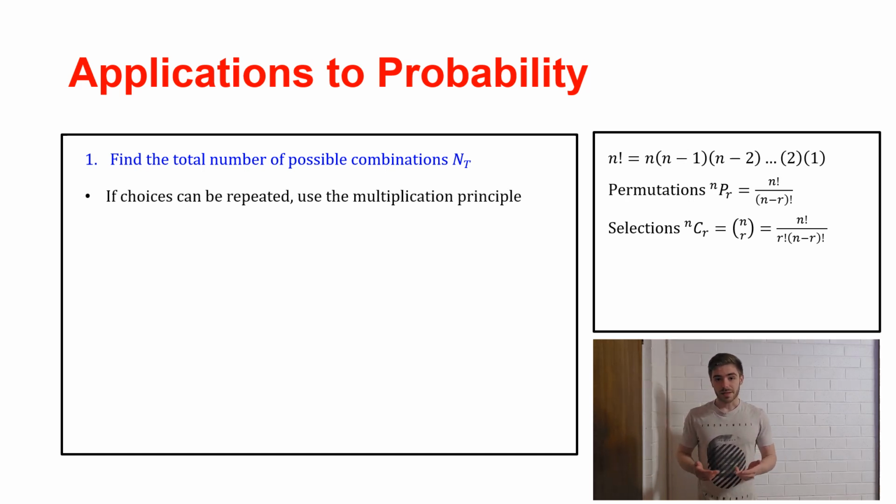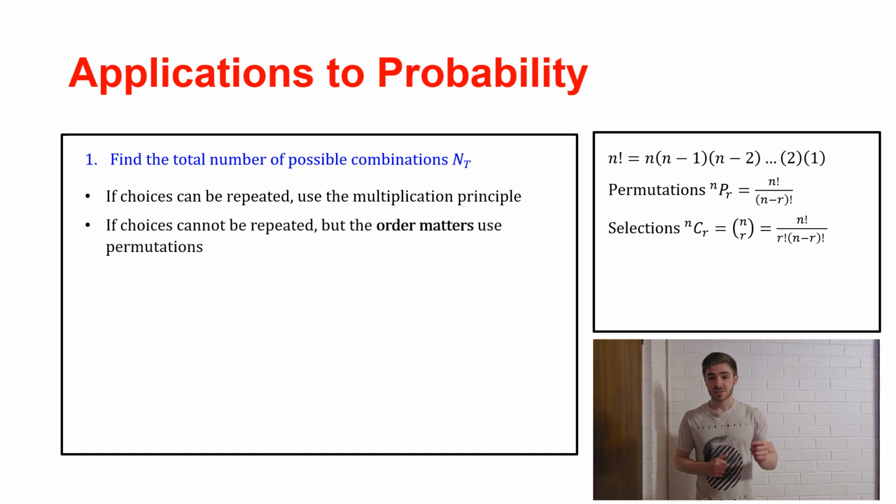If choices can be repeated, just use the multiplication principle. This is because the permutations and selections equations assume that the number of choices is going to decrement in each stage. If you can make repeated choices from the same groups, then the multiplication principle is your best bet. If the choices cannot be repeated, but the order matters, then use the permutations equation.